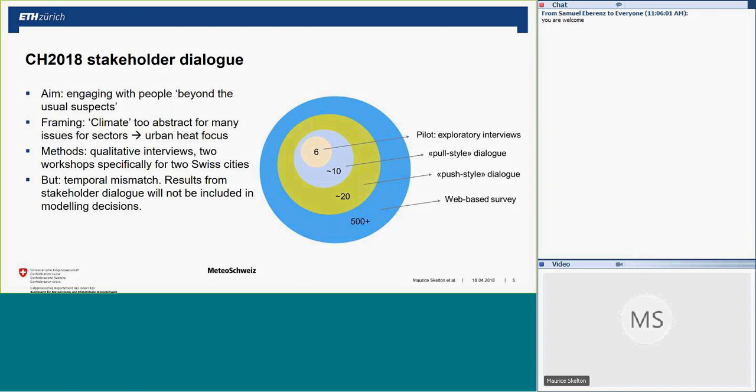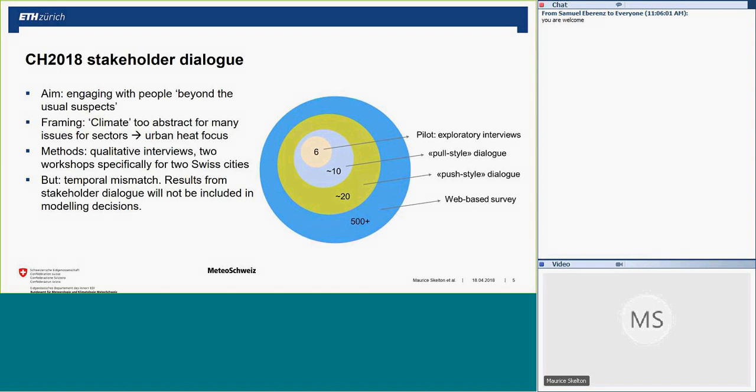Maybe I realized I talked about CH2018 being published, but it started already in 2015. And now we're still doing these stakeholder dialogues. So there is a sort of temporal mismatch, which has reasons. Partly, I just recently started my PhD.